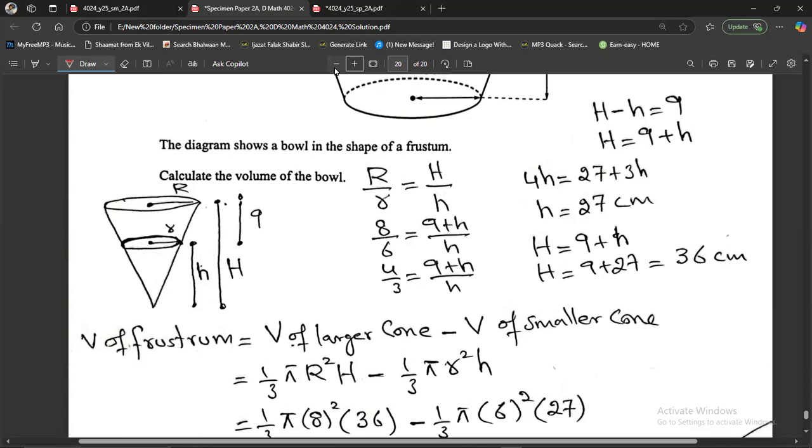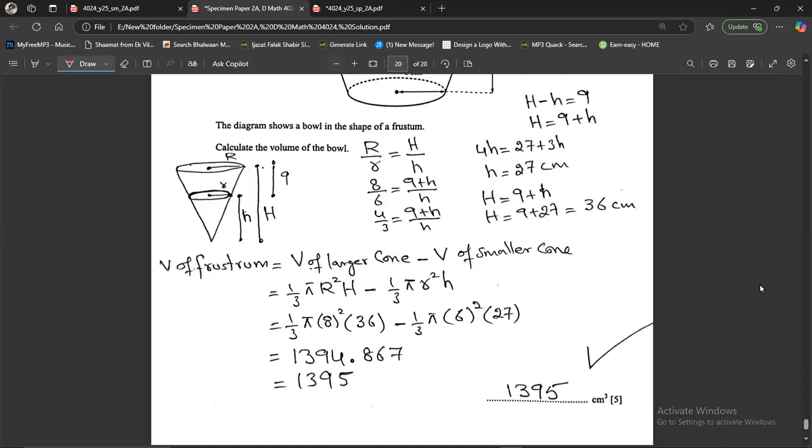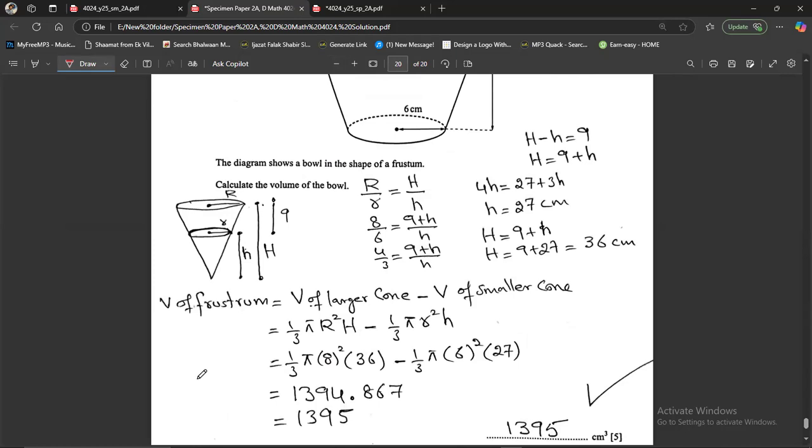So now I know the height of that big cone and the height of that small cone, and I know their radii also. So the volume of the frustum will be the volume of the large cone minus the volume of the small cone. The volume of the large cone is 1 by 3 pi capital R square multiplied by capital H, minus 1 by 3 pi small r square multiplied by small h. Just put the values: 1 by 3 pi 8 square into 36 minus 1 by 3 pi 6 square into 27.